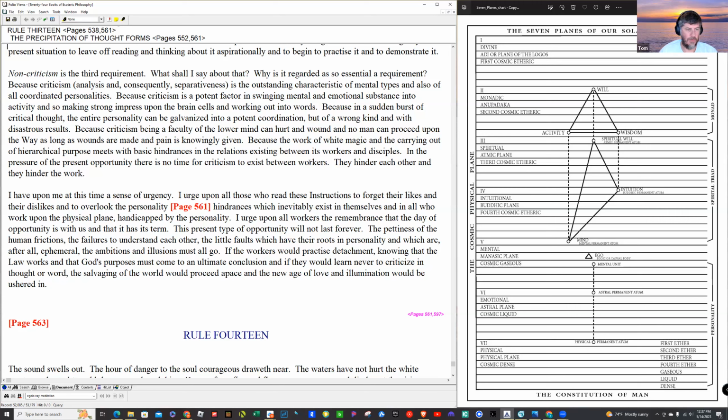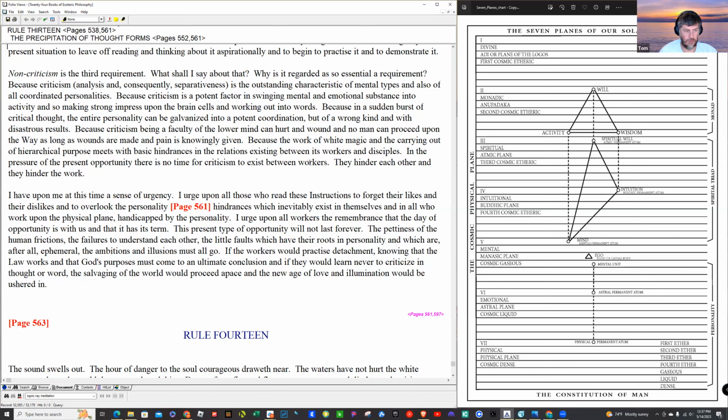I have upon me at this time a sense of urgency. I urge upon all those who read these instructions to forget their likes and their dislikes, and to overlook the personality hindrances which inevitably exist in themselves and in all who work upon the physical plane, handicapped by the personality. I urge upon all workers the remembrance that the day of opportunity is with us and that it has its term. This present type of opportunity will not last forever.